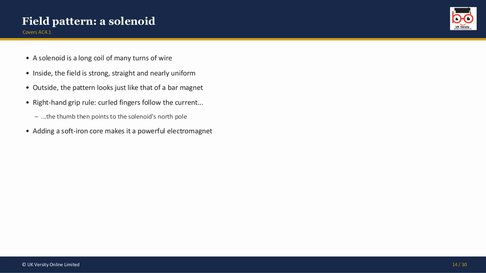Take that idea further and wind many turns into a long coil, and you have a solenoid. Inside it, the field is strong, straight, and very nearly uniform, while outside the pattern looks just like a bar magnet's. To find its poles, use the right-hand grip rule again. Curl your fingers the way the current flows around the turns, and your thumb points to the solenoid's north pole. Slip a soft iron core inside, and you've got a powerful electromagnet.